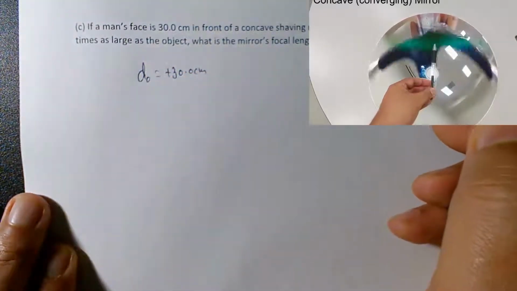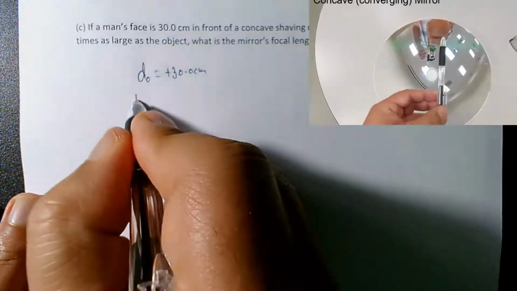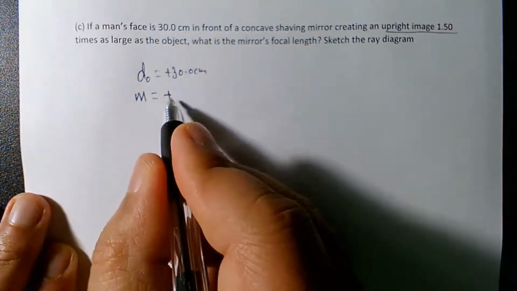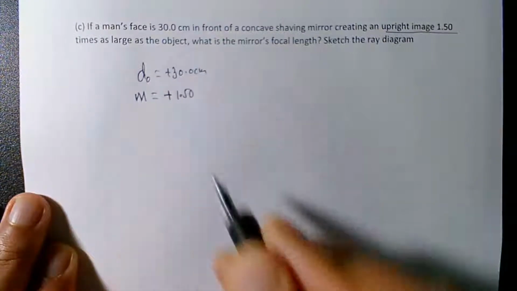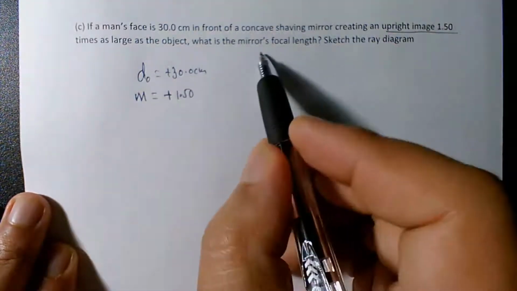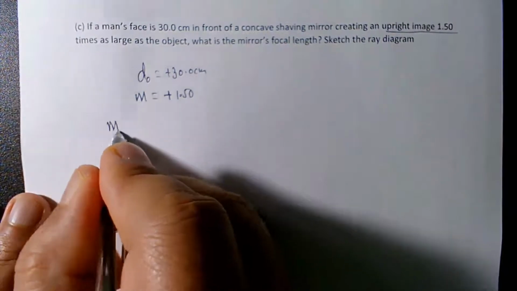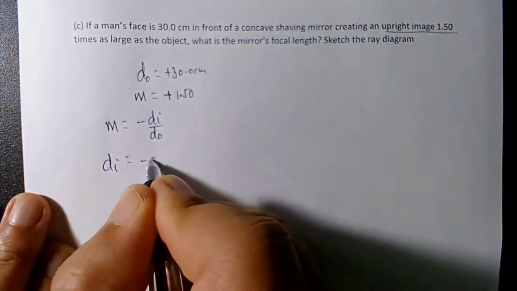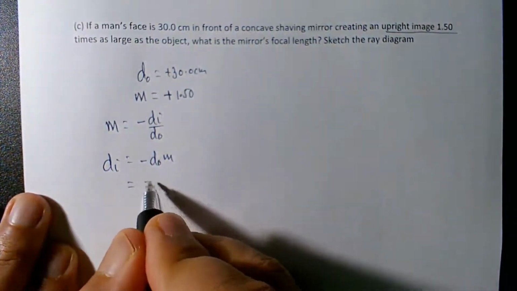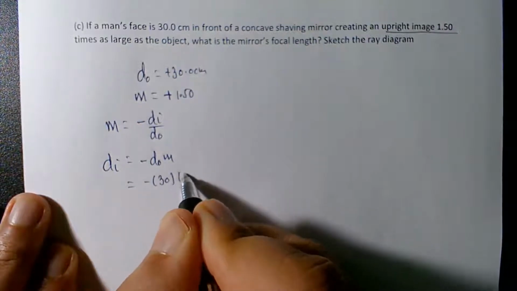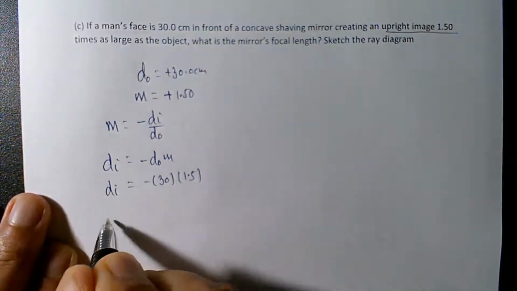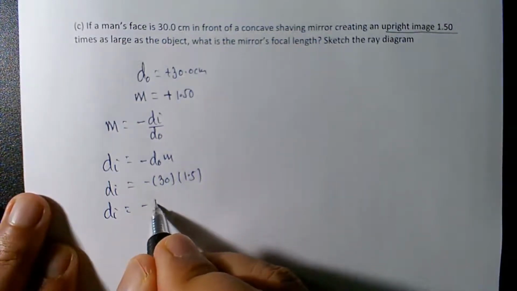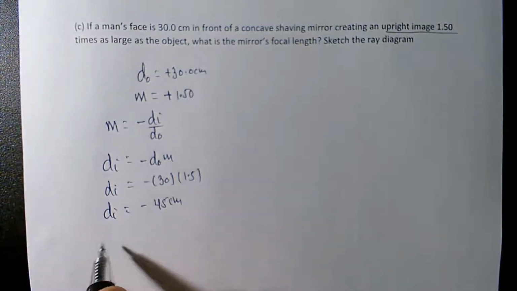So it says the object distance is 30 centimeters, and the image is upright with magnification 1.5. Upright means a positive sign for the magnification, and it's 1.5. Based on this information, it's asking what is the focal length. So magnification is negative di over do. Then you can first find this: 30 times magnification 1.5, then di is negative 45 centimeters.